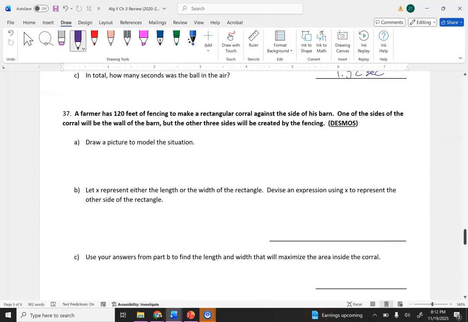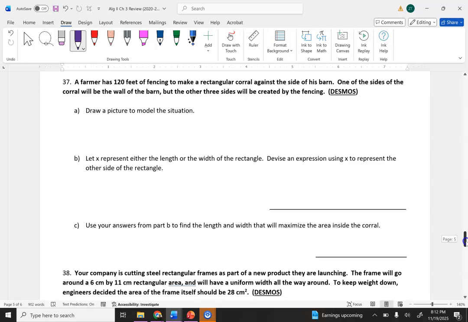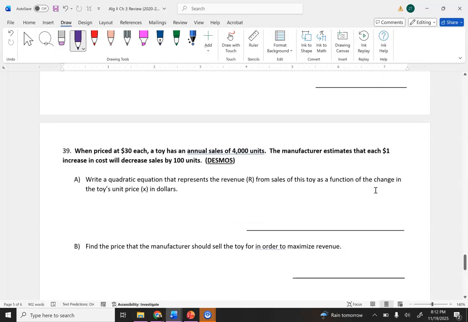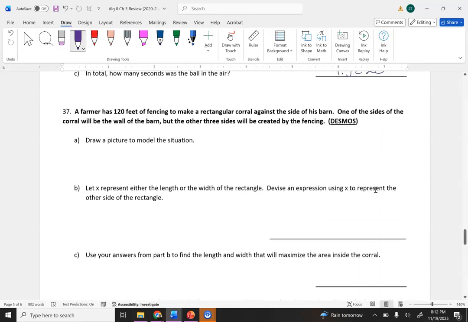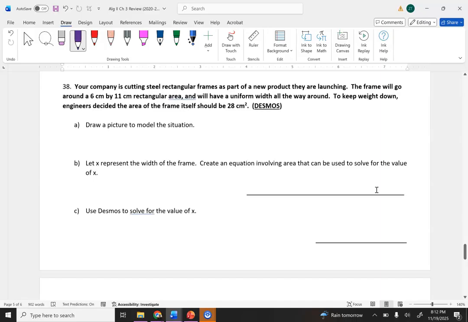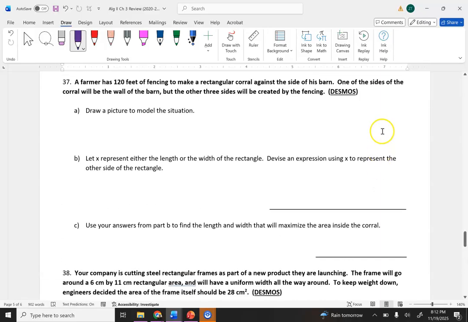All right, now these last two questions are going to be focused on the area applications. Both of these have something to do with area. Both of them are a little bit different from each other. And then we're going to skip 39. So I'm just going to show you how to do 37 and 38 to help you prepare for this type of question on the test.